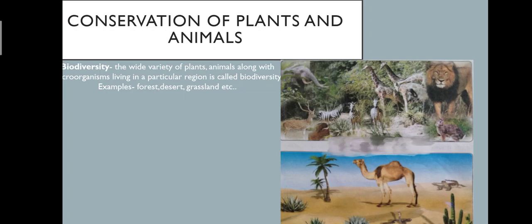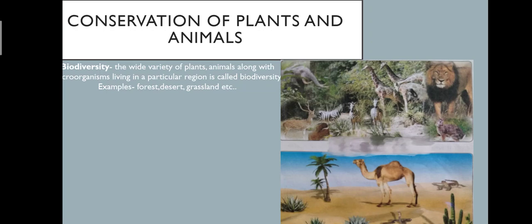Okay, conservation of plants and animals. So you have learnt that different types of plants, animals and microorganisms are present in different regions, like in forest, like in desert, like in grassland, etc. So what is this presence of animals in a particular region called? It is called biodiversity.